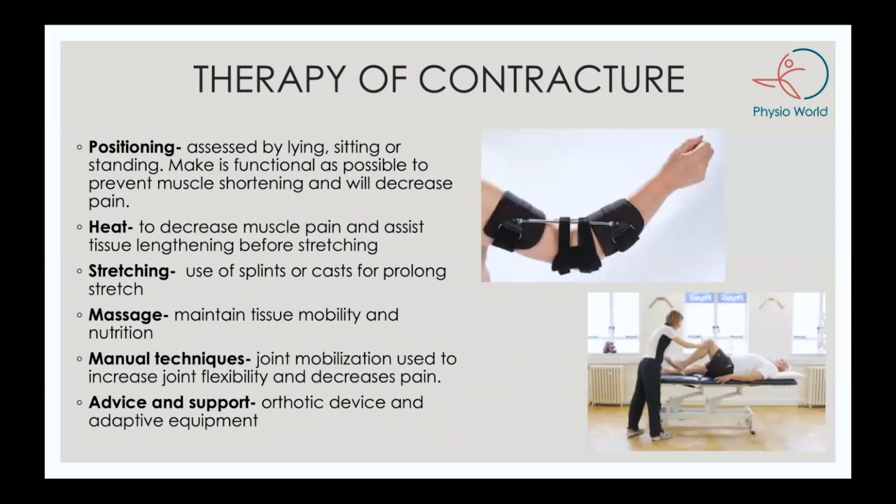We can use splints or casts for a longer duration of stretch. Then we can also massage the affected area to maintain the tissue mobility and nutrition, as when we massage, the blood flow to that area will increase, hence increasing the nutrients and oxygen supply to that area as well. Then we have manual techniques such as mobilization. These are usually performed to reduce pain and to increase the joint flexibility and improve range of motion overall. And we can also use other orthotic devices such as a cast or something that the patient can wear throughout the day to help with the pain.